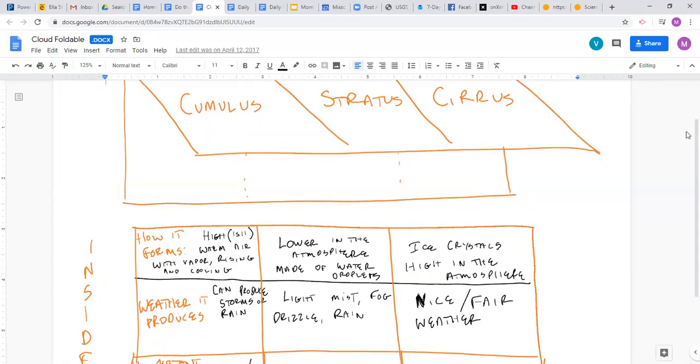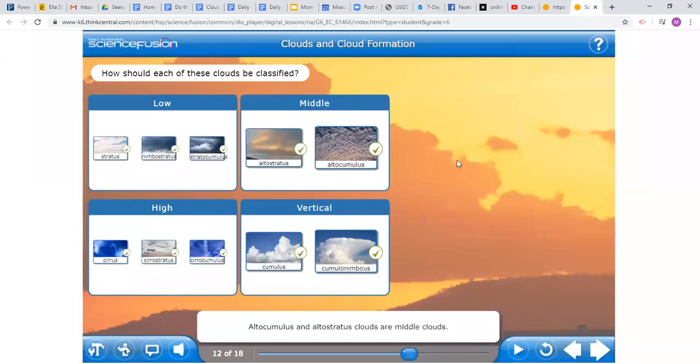Does anybody have any questions on the notes? Slide number 12, anything like that?